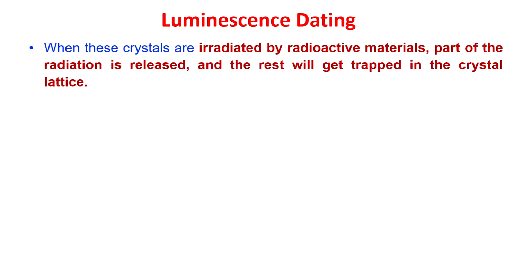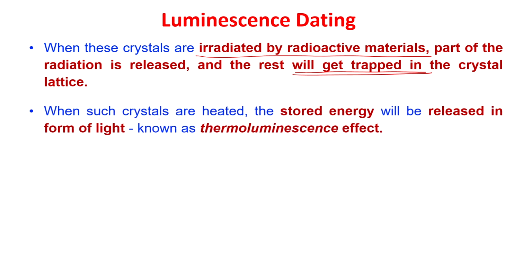So, now when these crystals are irradiated, that is again by the radioactive material, part of the radiation is released and the rest will be trapped. So, basically what we are looking at is the trapped charges in the lattice. When such crystals are heated, when we bring them into the laboratory and artificially heat them, the stored energy will be released in the form of light, and the process is what we call the thermoluminescence effect.